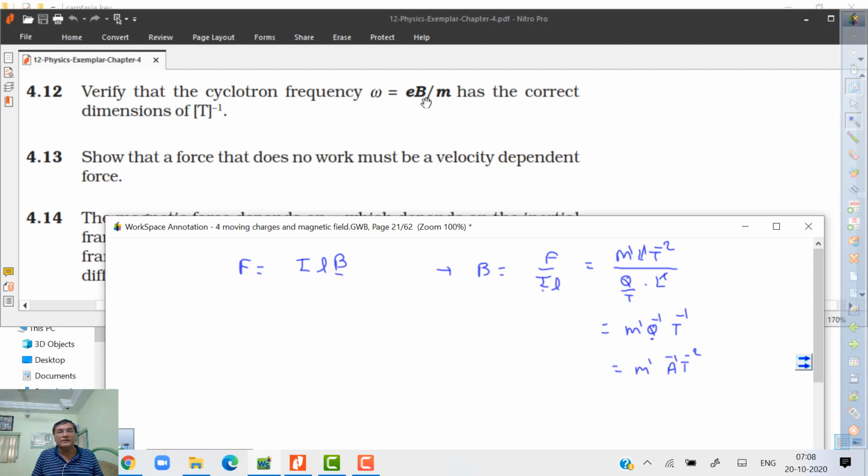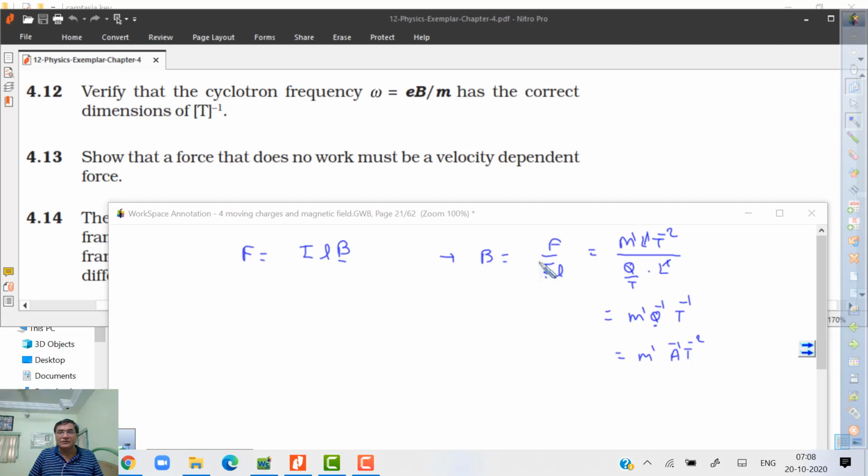આ બી હવે એ વેલ્યુ મૂકી દેવાની છે. તો you can get this omega. Show that the force that does no work must be velocity dependent. તો આપણને ખબર છે કે જો વર્ક ના થતું હોય, work is equal to, we know that, force into displacement.